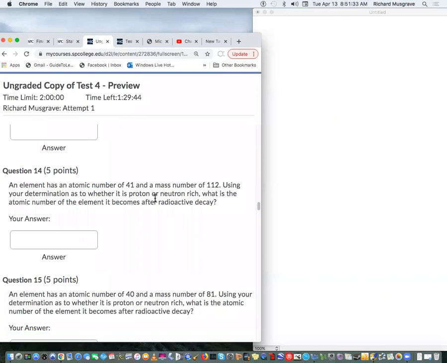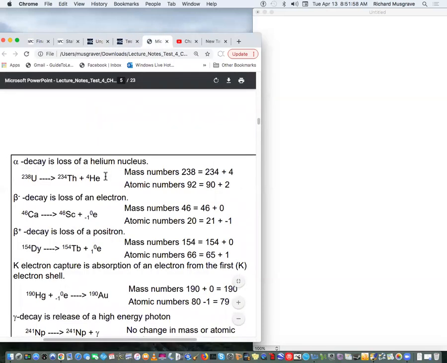So here's the question. An element has an atomic number of 41 and a mass number of 112. Using your determination as to whether or not it's proton or neutron rich, what is the atomic number of the element it becomes after radioactive decay? So that's what we're going to be talking about now, is looking at an element and being able to tell whether it has too many protons or too many neutrons. Okay, so what's the relevance of that?